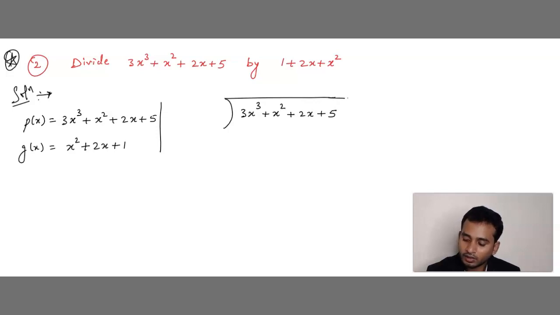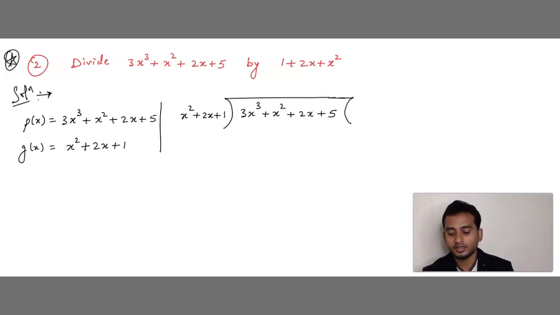Sometimes we write Q of x like this also, that is x square plus 2x plus 1. So P of x, and here is G of x, and here also we can write Q of x. We write it on top, sometimes we write it on the right hand side, both are one and the same. Don't get confused. Okay, now we put one working column here.